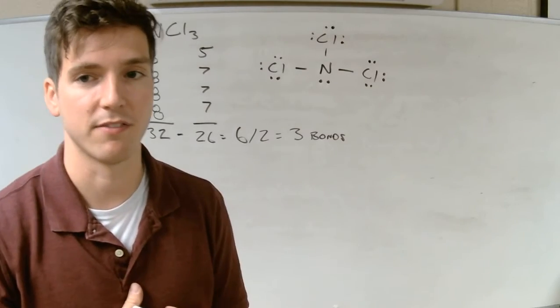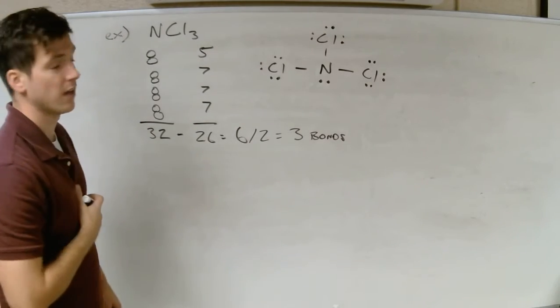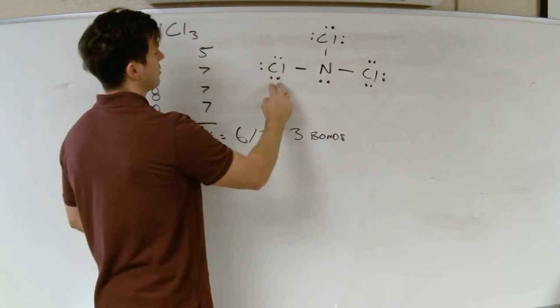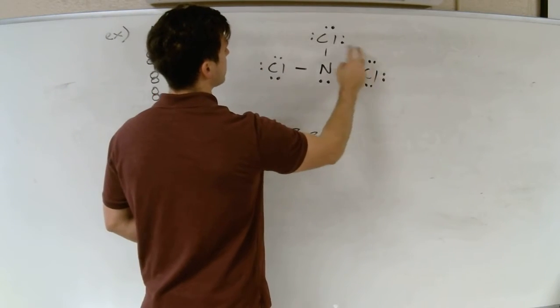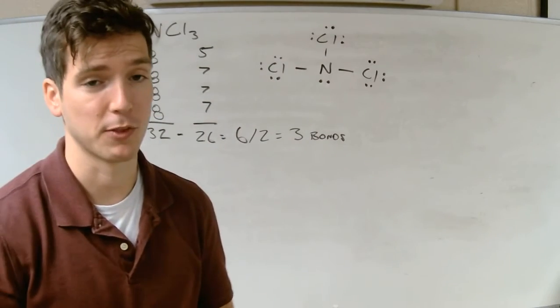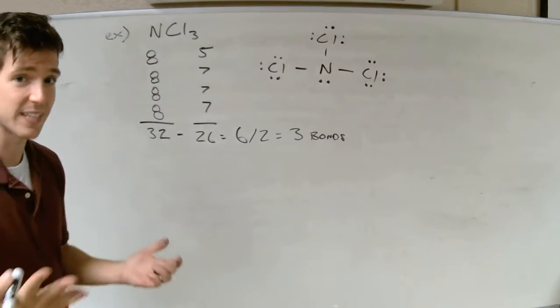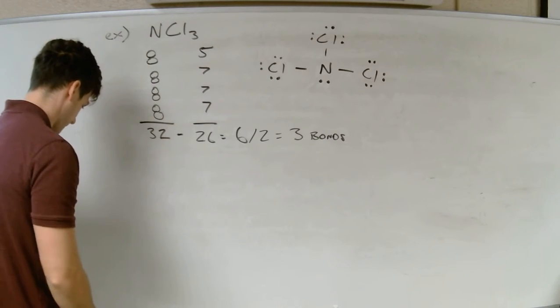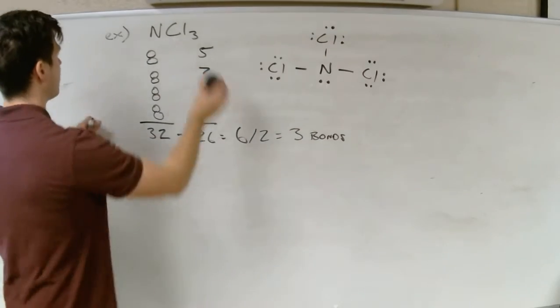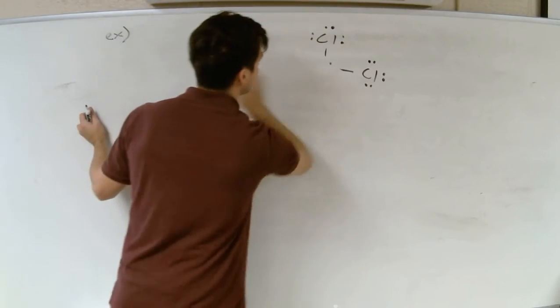We now have 8 electrons around each chlorine. Let's count them up to make sure it matches our 26. 2, 4, 6, 8, 10, 12, 14, 16, 18, 20, 22, 24, 26. Matches my valence electrons. I know I'm on the right path. That is NCl3. 2 more examples, and we'll move on.